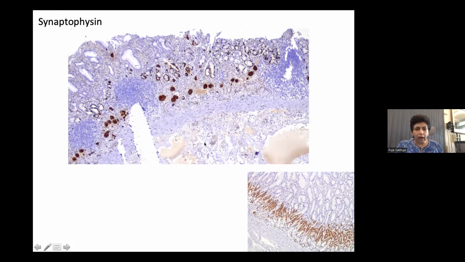but they are scattered in the crypt. Whereas here the entire crypt appears to be composed of this sort of endocrine cells. And you can even see linear bands of endocrine cells. Then this is endocrine cell hyperplasia, which must be mentioned to the clinician.